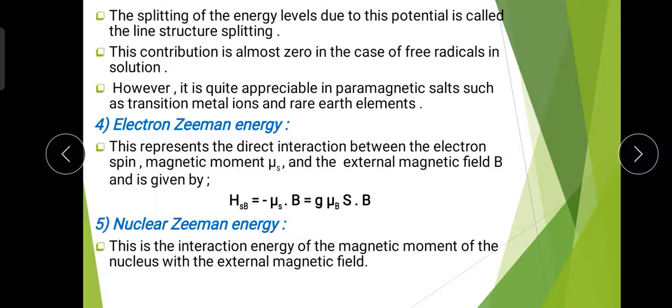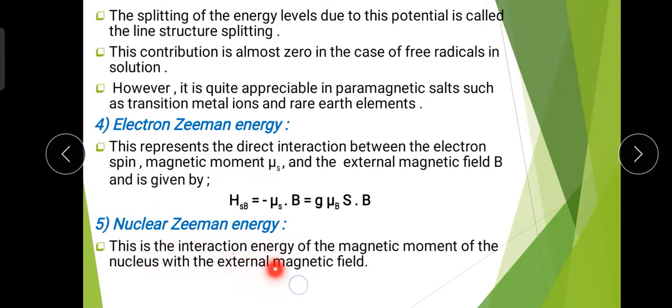So here the value of mu s can be replaced by this quantity, that is g mu B and S. So this is the mathematical representation of the electron Zeeman energy, and this also contributes to our total Hamiltonian. Now the next type of energy, the fifth one, is the nuclear Zeeman energy.